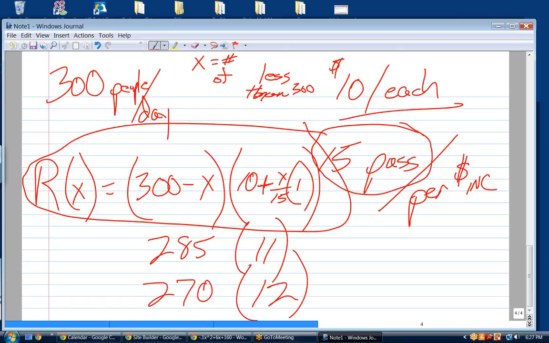Well, I guess because you graph it, since it's the vertex. I don't know if it'll... Well, go ahead and graph it. Go ahead and put in your y as that rather than worrying about multiplying it together. Just put in y is 300 minus x times 10 plus x over 15. Figure out where that maximum ends up being.